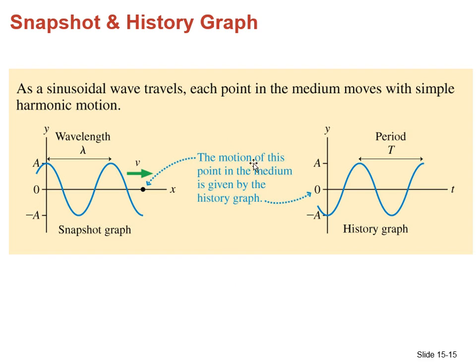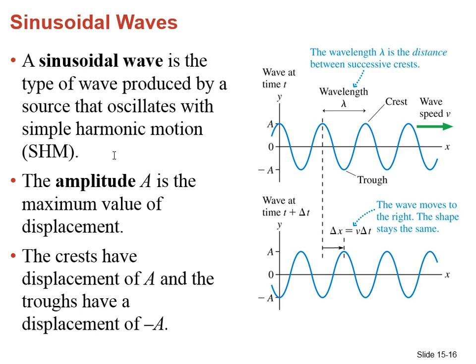So if you're looking at a snapshot graph, then the distance from peak to peak, since you're taking a snapshot, that's the wavelength. If you're looking at a history graph, you're looking at one point, then from the time that it's at its highest till the time it's highest again, that's the period. And a simple way of figuring out whether you're looking at wavelength or period is to look at the x-axis. The period is measured in seconds, so if your units here are seconds, then that's probably the period. If your units are meters or feet or something like that, that's a distance, and so that would be the wavelength. So a nice little easy way of identifying those two.